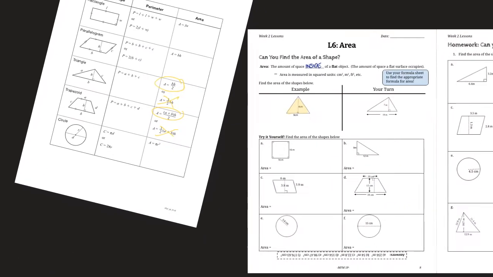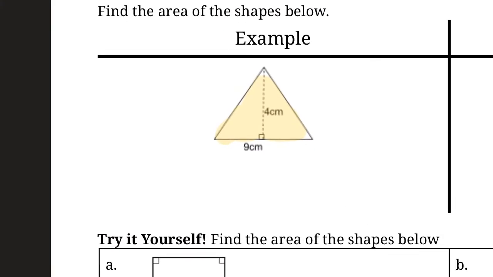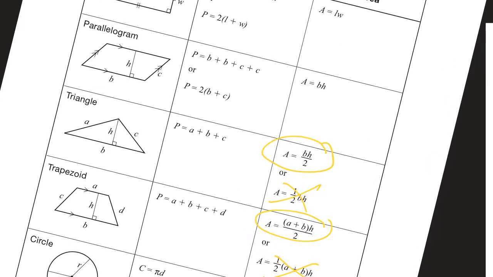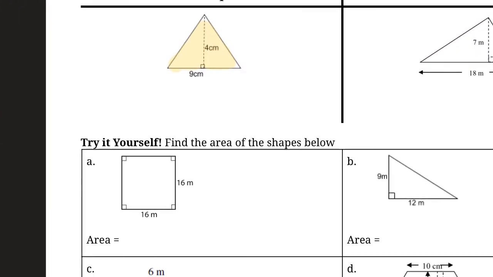So you'll notice the first shape we have here is a triangle. And one of the parts of it is 9 centimeters, and one of the parts is 4 centimeters. So how do we find the area? Well, we go to our trusty formula sheet, and we look for the formula for the area of a triangle. So we go triangle, area, right? And I said use the first one. So the formula is A equals BH divided by 2. So let's start by copying that down onto our sheet. A equals BH over 2.